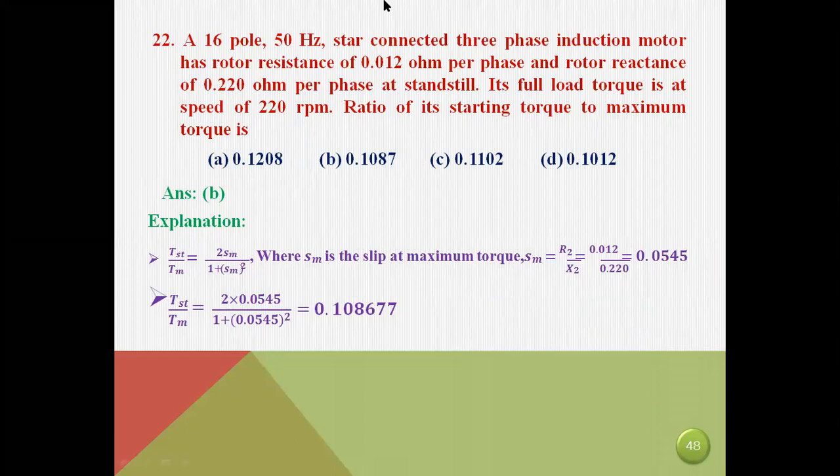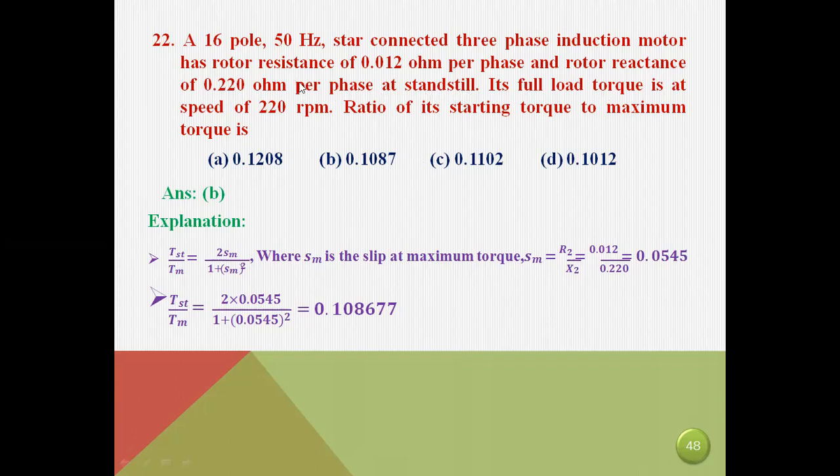There is a question like a 16 pole, number of poles 16, 50 hertz, star connected. We can give the power supply as a star or a delta. Now there is a question like a star connected three-phase induction motor has rotor resistance, they have given here, 0.012 ohm per phase, and rotor reactance. Rotor resistance we denote by letter R2, rotor reactance we denote by X2. 2 is for rotor, 1 is for stator. So here ohm per phase at standstill.